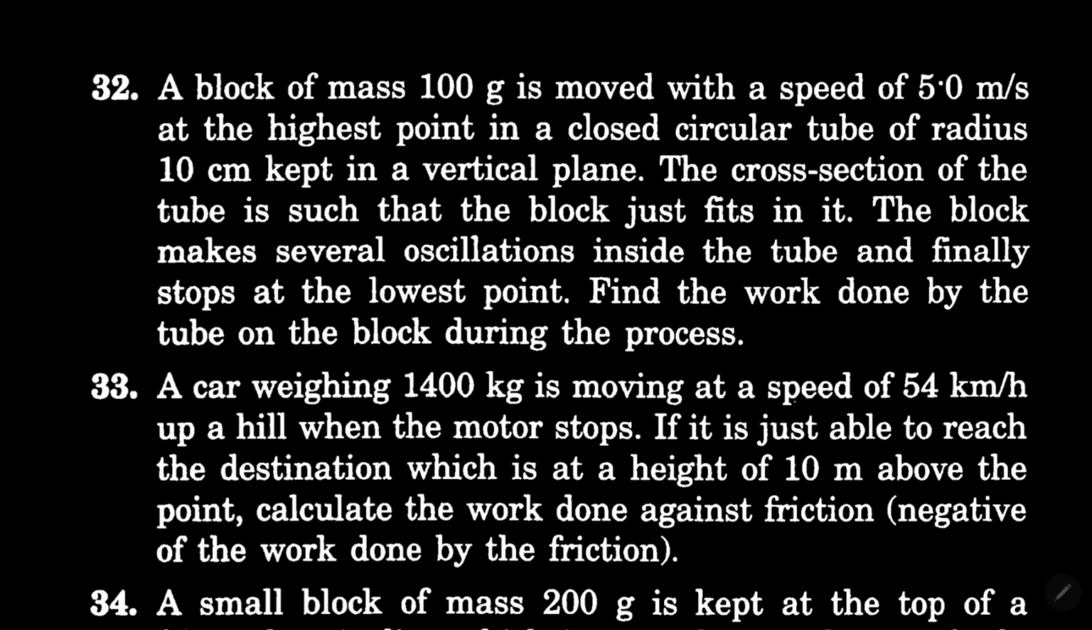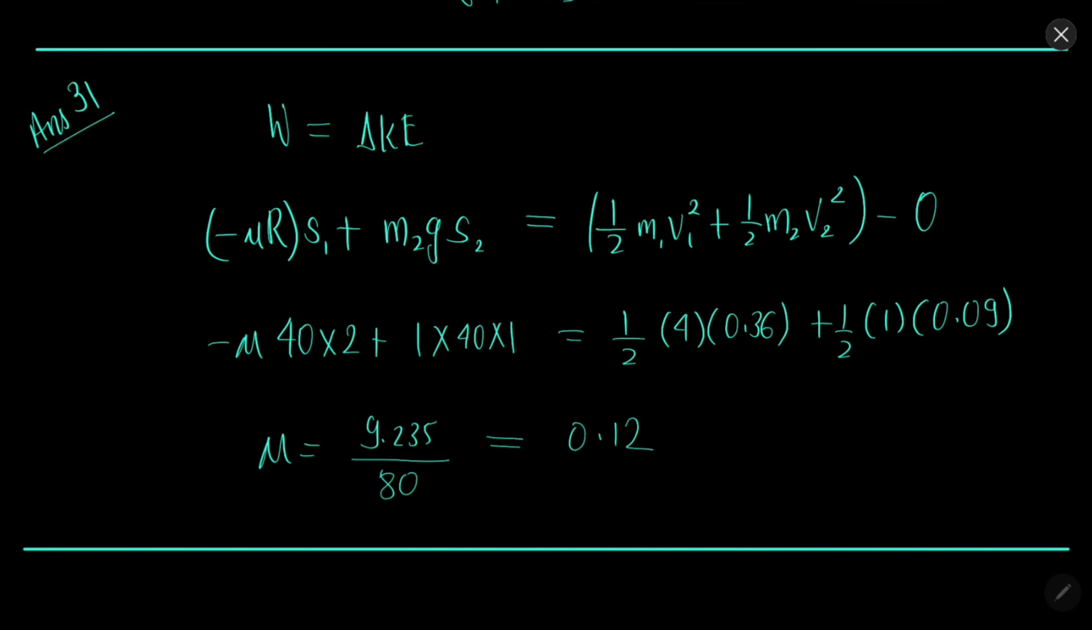In question 32, a block is given. Now it is moved with some speed at the highest point in a closed circular tube of radius 10 cm. The block makes several oscillations. We need to find the work done by the tube on the block during the process.